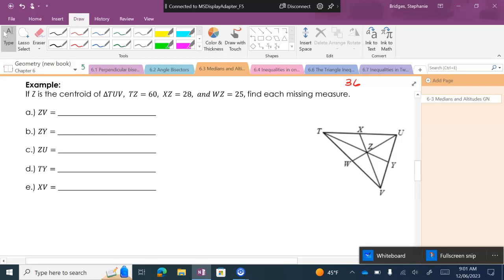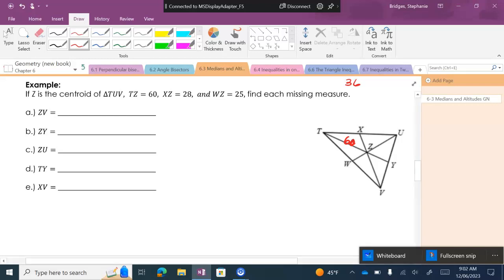This one is going to be a little bit more involved because it's giving me lengths of my medians now. It tells me Z is the centroid, so that means W, X, and Y are the midpoints of my sides. What's the first piece it tells me? TZ is 60. Okay, so let's look at this. That goes from my vertex to the centroid, so that is the bigger part. What is the smaller part of that segment, that median? From T to Z, the other piece would be from Z to Y.